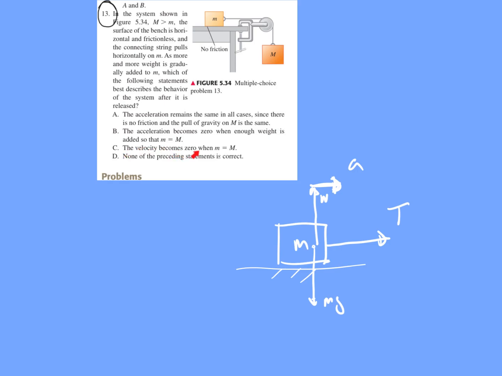The velocity becomes zero when little m equals capital M, another option. The velocity, I think, is not true. None of the preceding, so this one should be the none of the preceding statements. But the only way to analyze this problem is to solve the problem. Okay, let's go solve the problem.